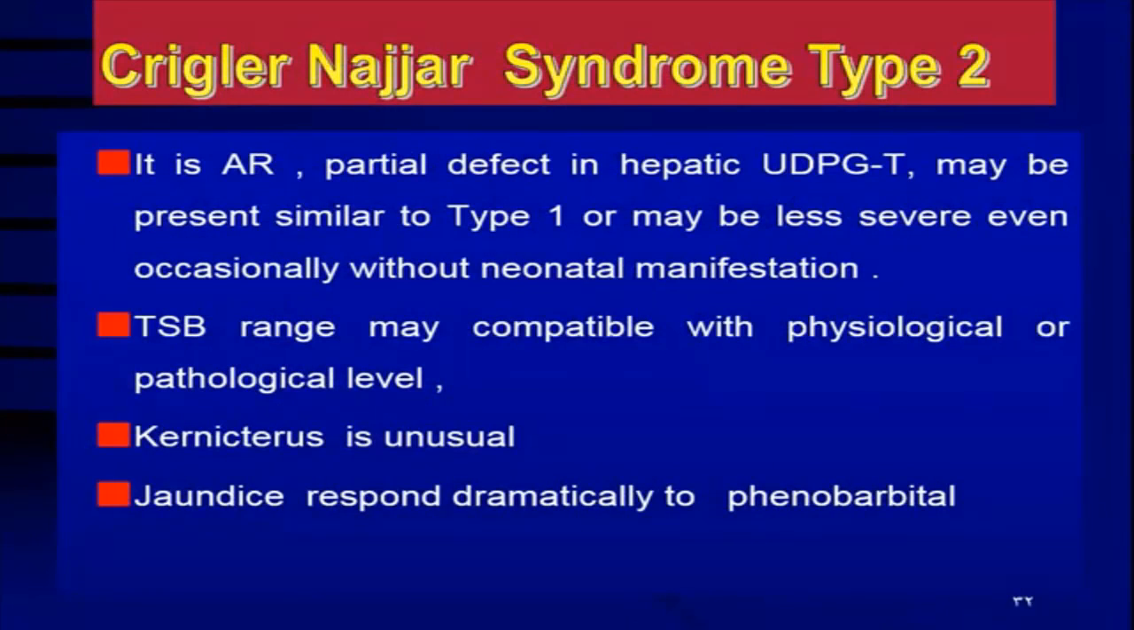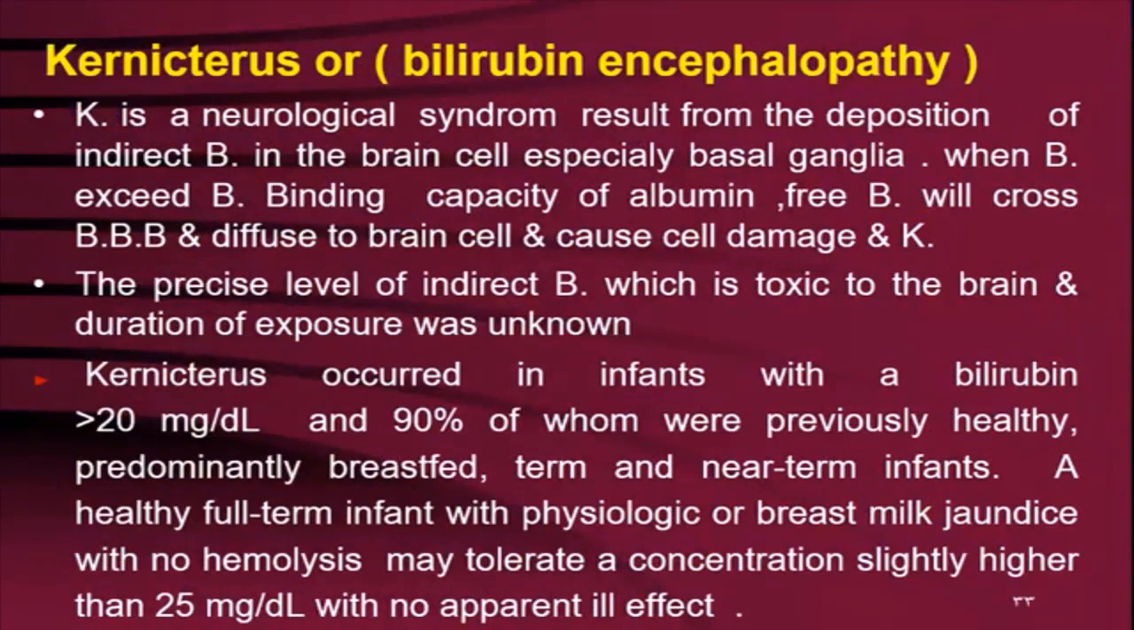Type 2, which is usually milder, is also autosomal recessive, due to partial defect in the hepatic uridine diphosphate glucuronyl transferase enzyme. It may present similar to type 1 or may be less severe, even occasionally without neonatal manifestation. Bilirubin at the beginning may be compatible with physiological or pathological. Kernicterus is unusual. Jaundice responds dramatically to treatment with phenobarbital.